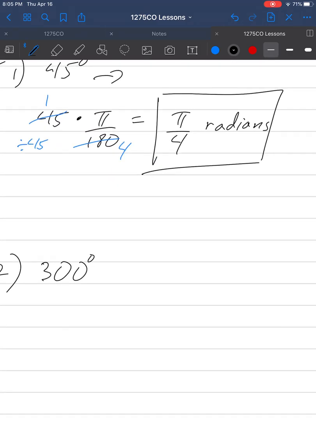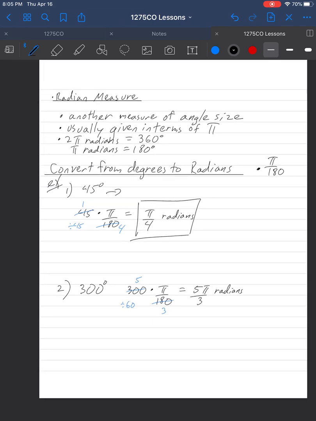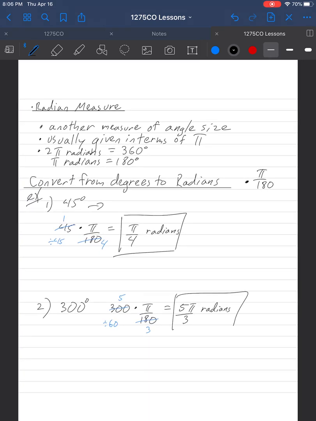All right, let's look at another example. 300 degrees, we want to convert this into radians. Take 300, multiply by this ratio of pi over 180. And 300 and 180 are also reducible by a factor of 60. 180 divided by 60 is equal to 3, so 3 goes on bottom. 300 divided by 60 is equal to 5, so 5 goes on top. And 5 pi over 3 is the amount of radians that is equivalent to a 300 degree angle.